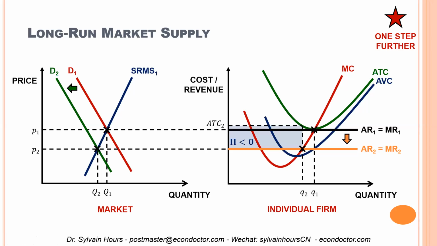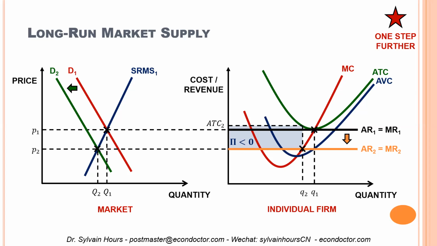Okay, but you see that the price is still above the minimum of the average variable cost. You see the shutdown price, I haven't identified it. The shutdown price is there. That would be my shutdown price. The market price P2 is still above the shutdown price, so businesses keep producing at a loss. Okay, but in the long run, when we move from the short run to the long run, they cannot sustain losses. So some of them are going to exit the market.